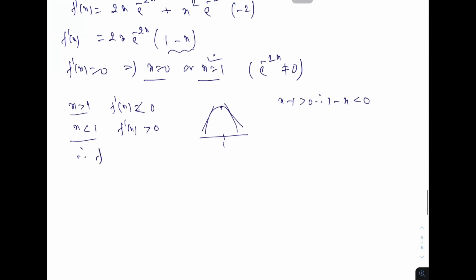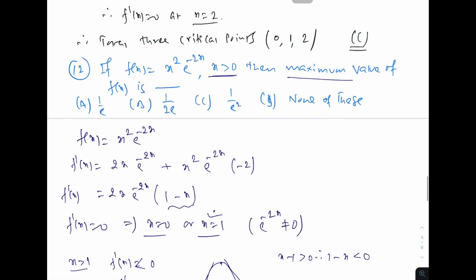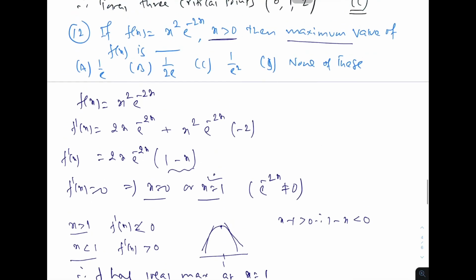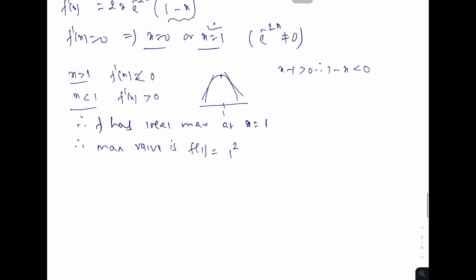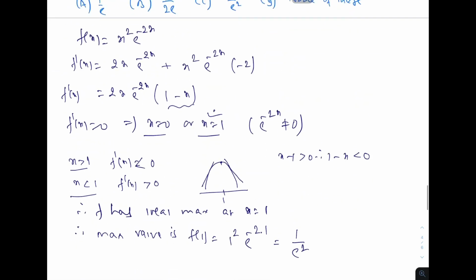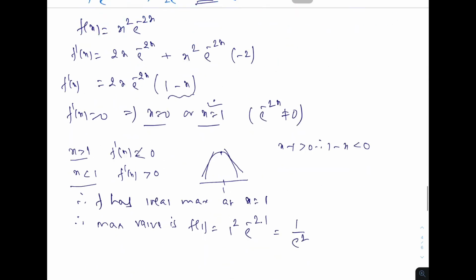So therefore f has local maximum at x equal to 1, but we want maximum value. So therefore maximum value, local maximum value is f of 1, and f of 1 is 1 square e power minus 2 into 1, and so that is nothing but 1 upon e square. So answer is C, 1 upon e square.